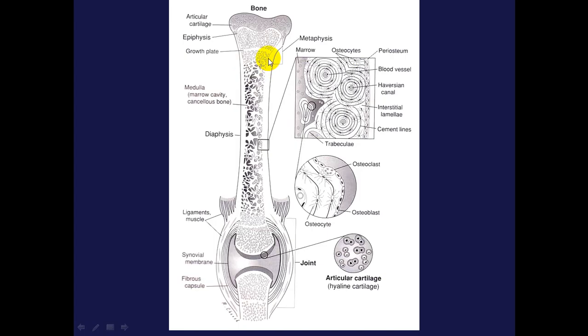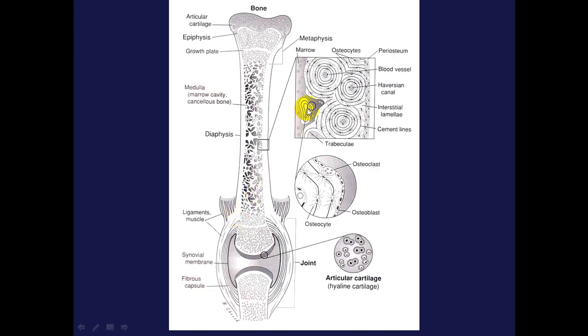And in the middle of the metaphysis, we will find a growth plate. In this growth plate are attached some of the cells that are responsible for the formation of bone. So osteoblasts and other stem cells are located just in this growth plate. And then this long part of the bone is called the region of diaphysis. Here to here is metaphysis, and this part is epiphysis here.